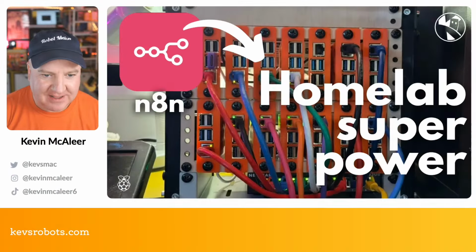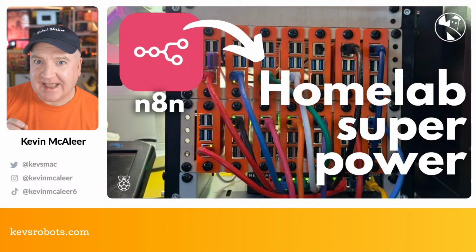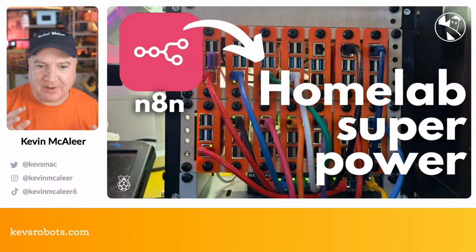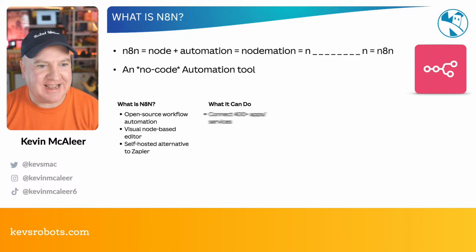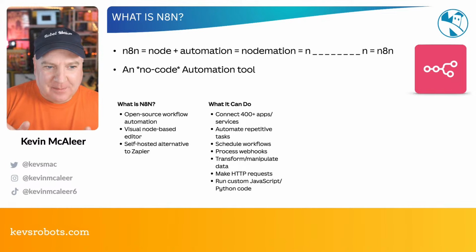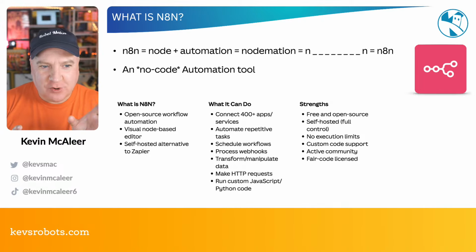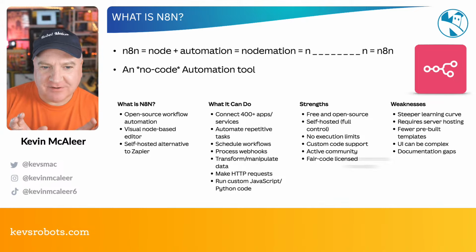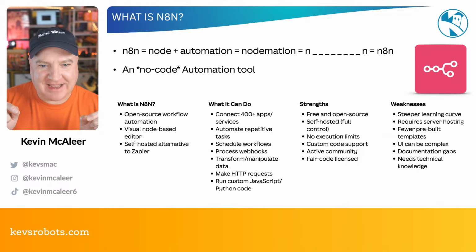Okay, I've only got a couple of slides for you before we get into the demo today. But yes, this is all about N8N. We're going to look at what this is and how it can give your home lab some superpowers. So what is N8N? It's a portmanteau of node and automation, nodemation, which is N with 8 characters, and then N, which is N8N.